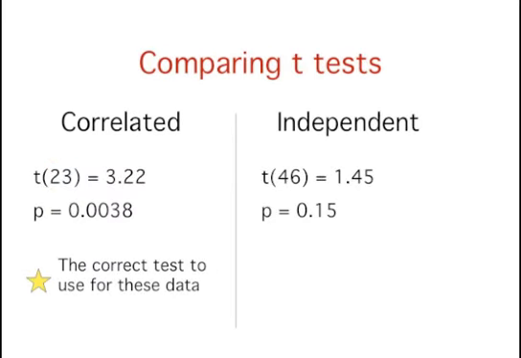If you had mistakenly used the method for an independent groups t-test with these data, meaning that you forgot that the subjects contributed scores in both the D0 and D60 conditions, you would have found that t equals 1.45, degrees of freedom equals 46, and p equals 0.15. That is, the difference between means would not have been found to be statistically significant, even though the difference was significant when the appropriate test, the correlated t-test, was used.